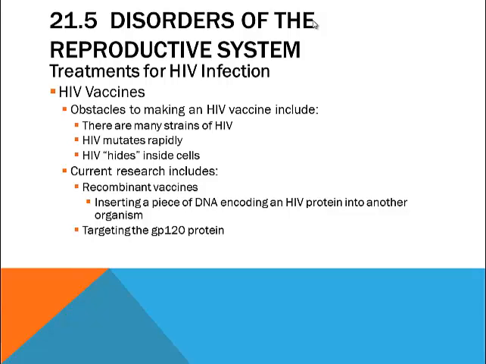There are several vaccines that are being assembled. However, there are obstacles. For one, there are many strains of HIV. It mutates rapidly, and it can also hide inside the cell, avoiding the treatment from the vaccination. Current research includes recombinant vaccines, where a piece of DNA that encodes an HIV protein is inserted into another organism. Also, research targets the GP120 protein, preventing the attachment to the host cell.